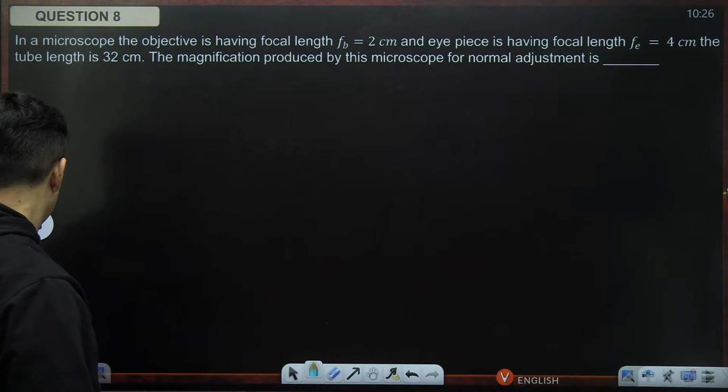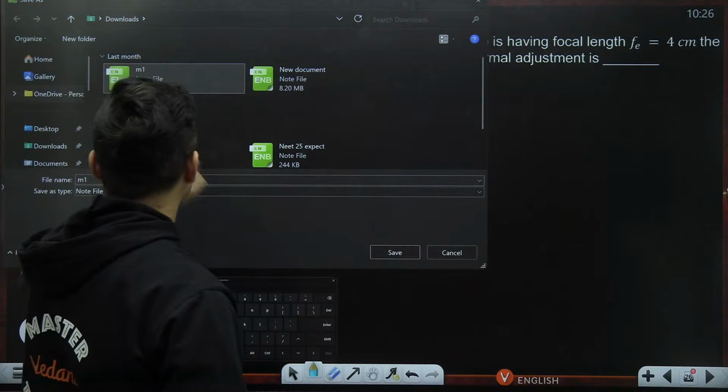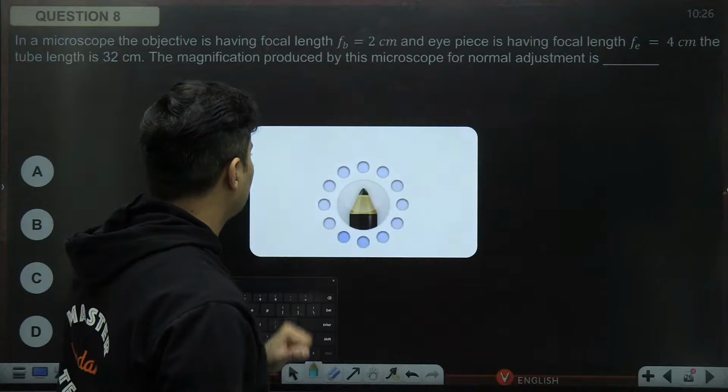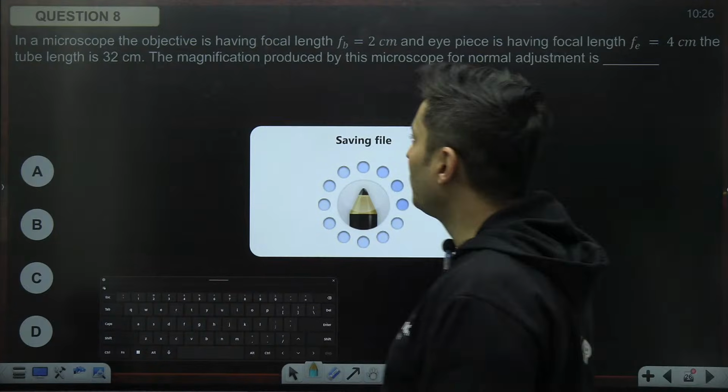Here it is. Just 1 second. Let me just save, because what is happening, sometimes the board will hang. So I'm just going to save it so that I don't lose my work.